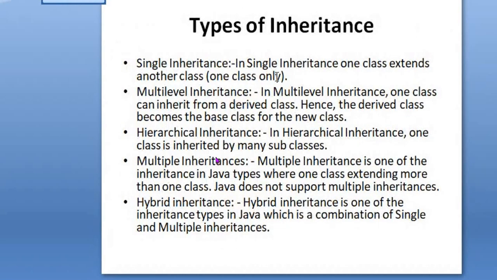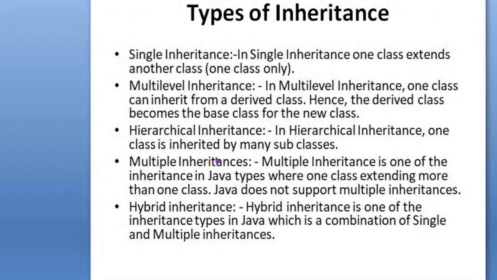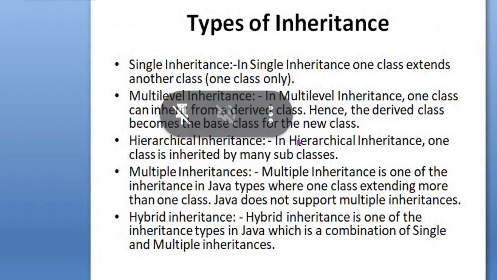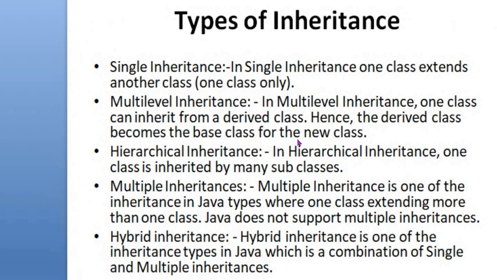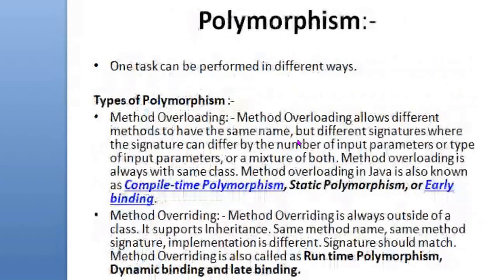Single inheritance means one class extends another class. Multi-level inheritance means one class can inherit from a derived class, hence the derived class becomes the base class for the new class. Hierarchical inheritance means one class is inherited by many subclasses. Multiple inheritance is one of the inheritance types in Java where one class extends more than one class. Java does not support multiple inheritance. Hybrid inheritance is one of the inheritance types in Java, which is a combination of single and multiple inheritance.